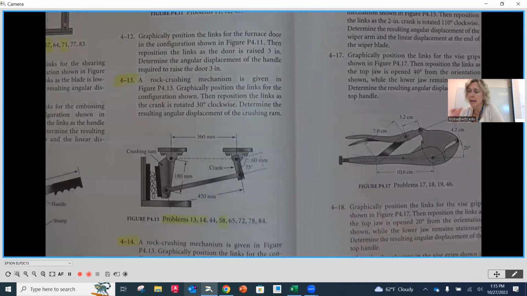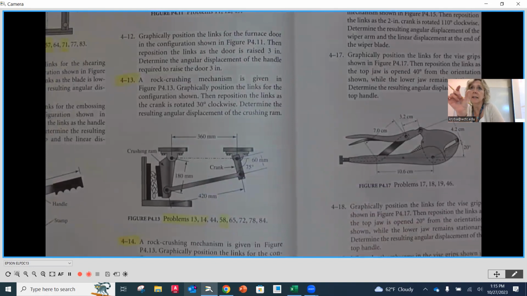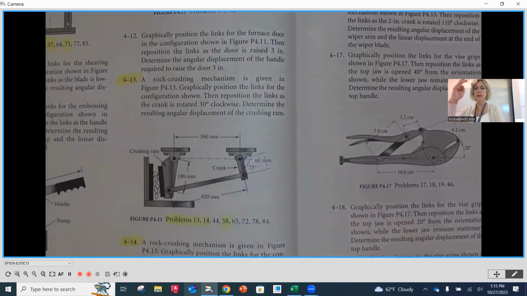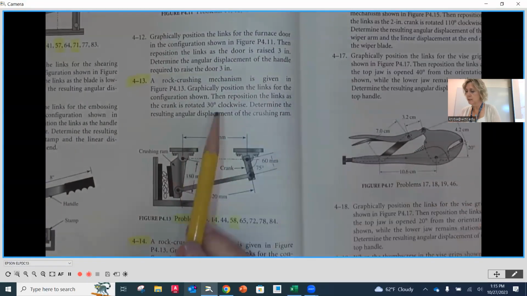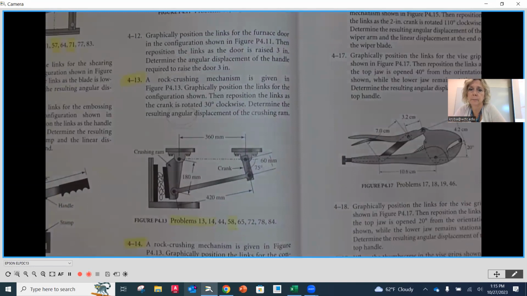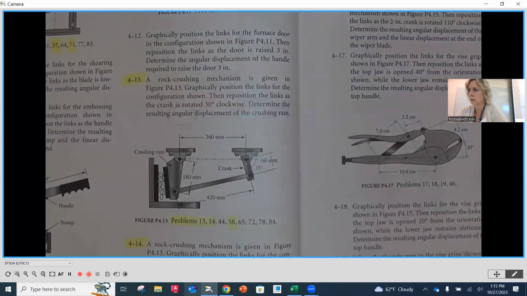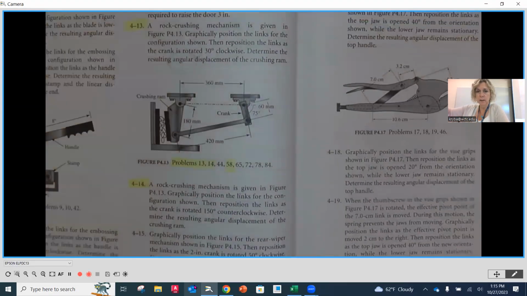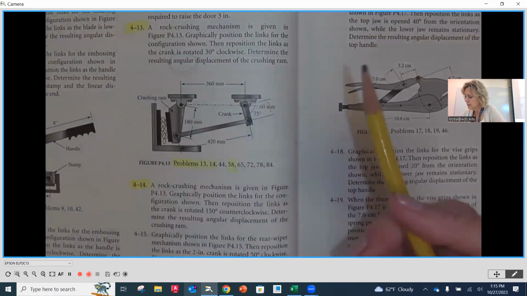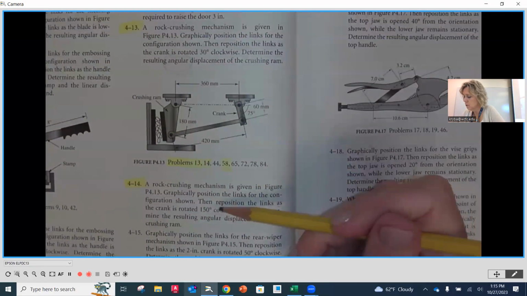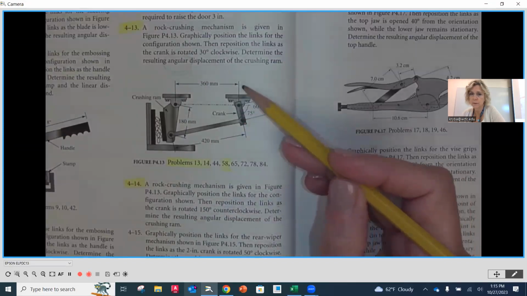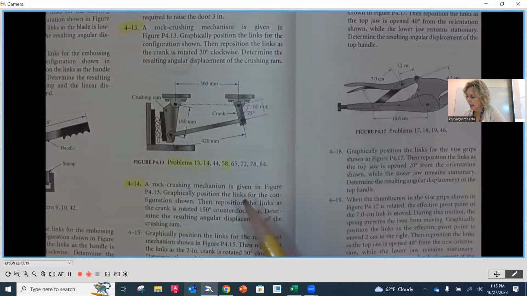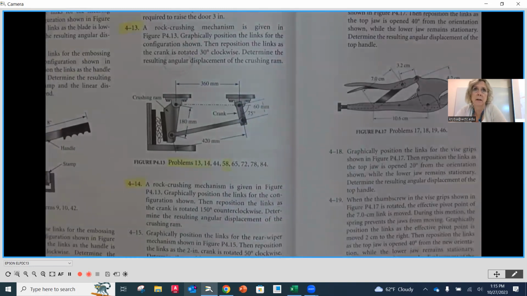Okay, determine the angular displacement. So not linear here. You want to do what is the angle from where this was originally to now the new angle. It's an angular displacement. So make sure that you show it as an angle. And then number 14, starting with the same position, now you're going to reposition so that you go 150 counterclockwise. So from where it's at right here, you're going to go 150 counterclockwise in this direction. And again, angular displacement, not linear. Okay.